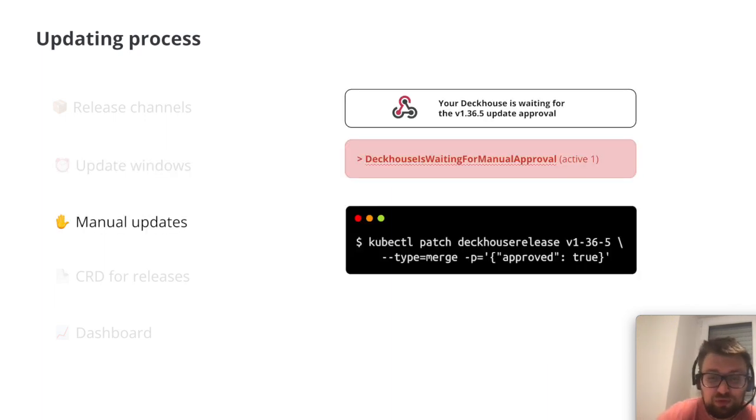And if you want to have full control of your Deckhouse updates, you can set the update mode to manual, and then you will receive notifications about upcoming releases waiting for your approval using webhook notifications or alerts. And if you receive such a message, you just need to go to the cluster and run the following command. The command will be hinted to you in the message.